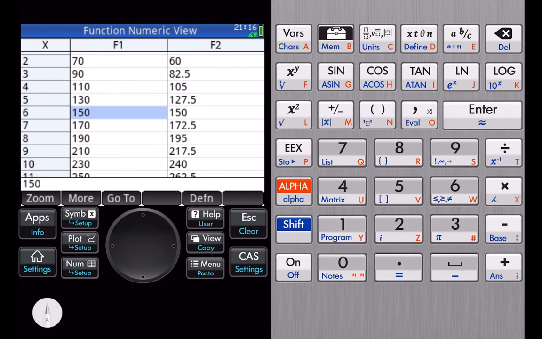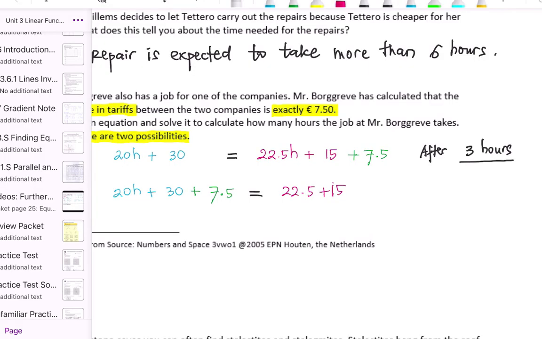At 6 hours, both companies charge the same amount, which is 150 euros. If you scroll down a bit more and compare all the prices, we notice that at 9 hours you pay 210 with the first company and 217.5 with the second company, which means a difference of 7.5 euros. So it is at 9 hours that you will pay 7.5 more with Schreifers than with Tetero. This is how you can use your graphics calculator to answer this question. I hope it's clear. Good luck!